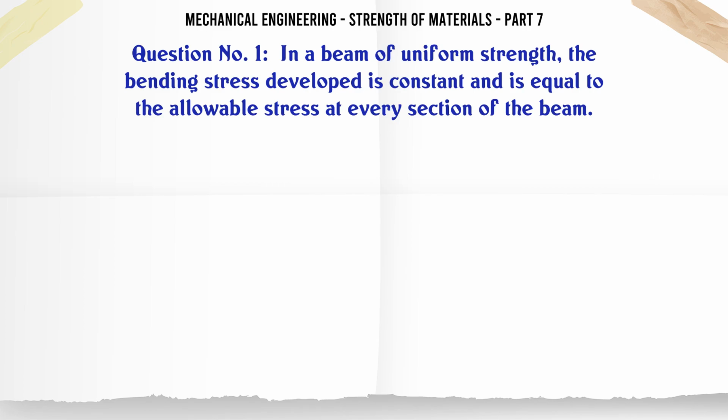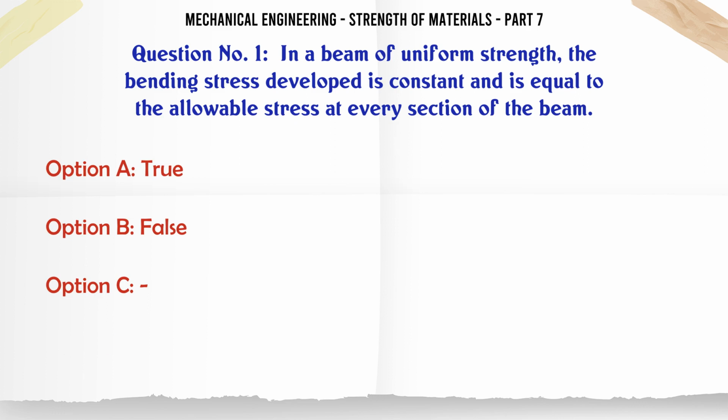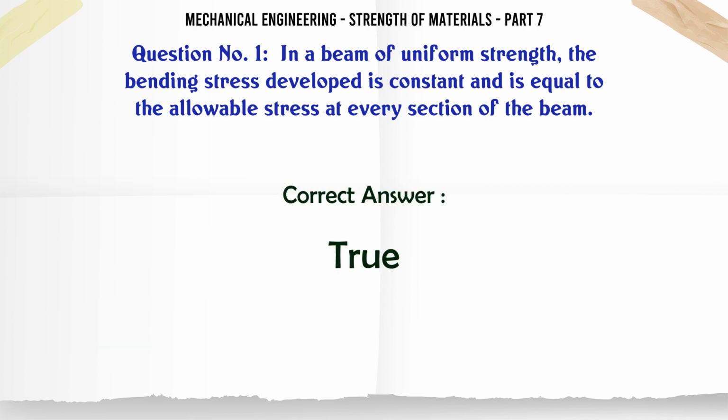In a beam of uniform strength, the bending stress developed is constant and is equal to the allowable stress at every section of the beam. A. True. B. False. The correct answer is true.